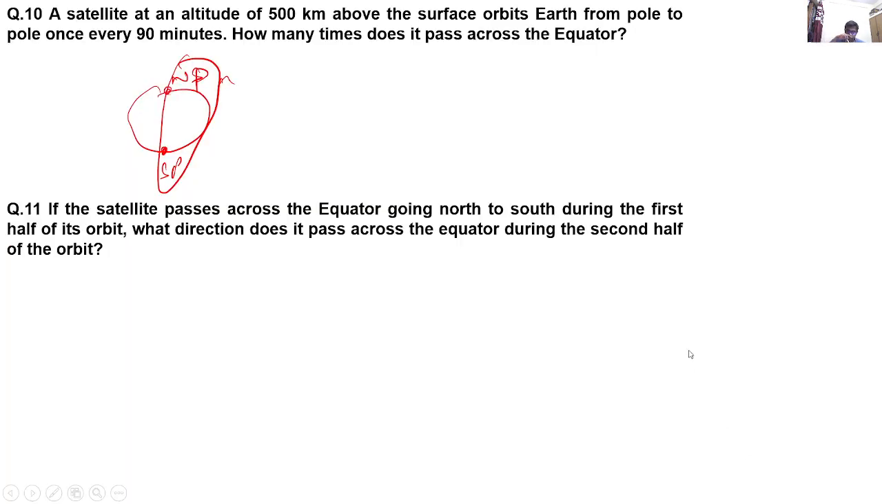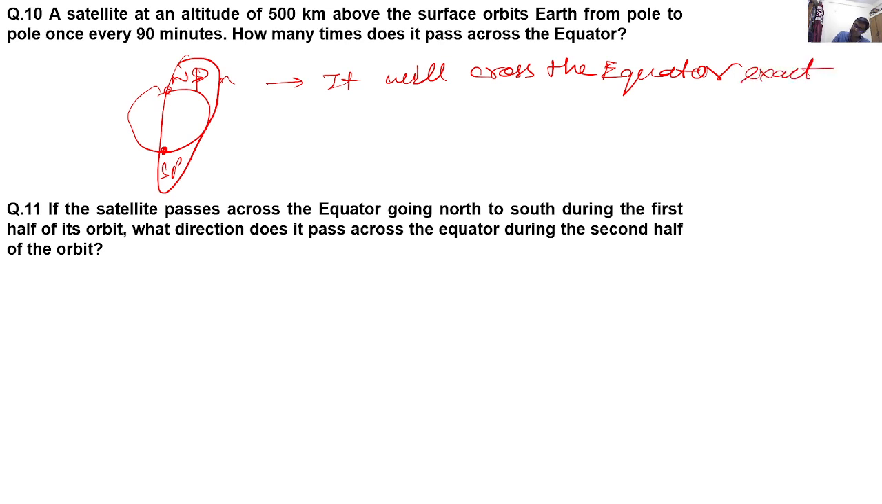Okay, so since in one orbit it is moving entirely across the Earth, in one propagation, let us suppose it's moving from North Pole to South Pole, it will encounter the equator once. Then again, when it moves from South Pole to North Pole, it will encounter the equator again. So in one orbit, it will pass through the equator twice. It will cross the equator exactly twice per orbit.